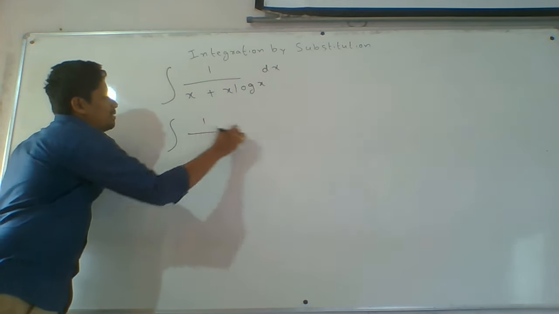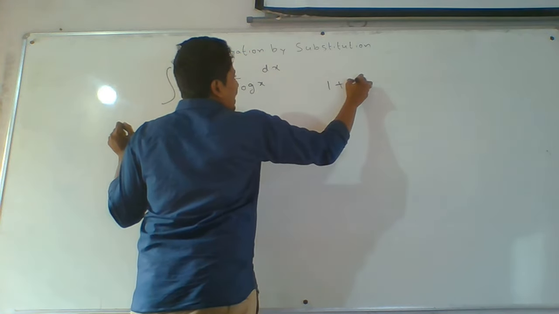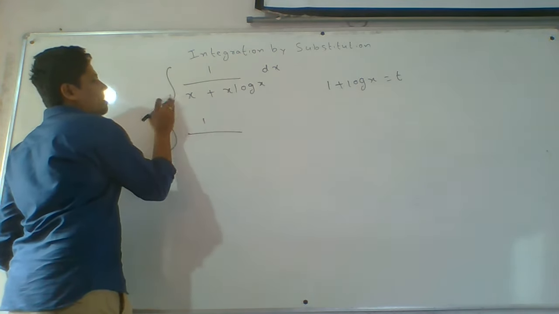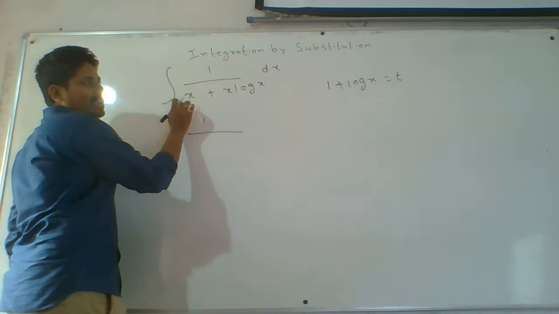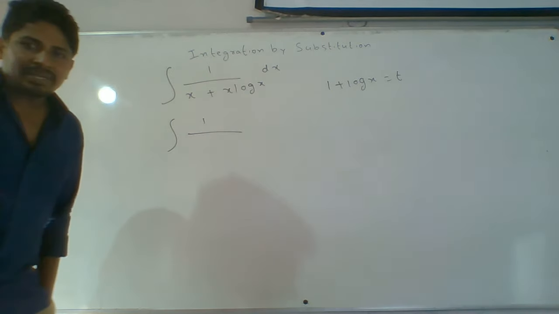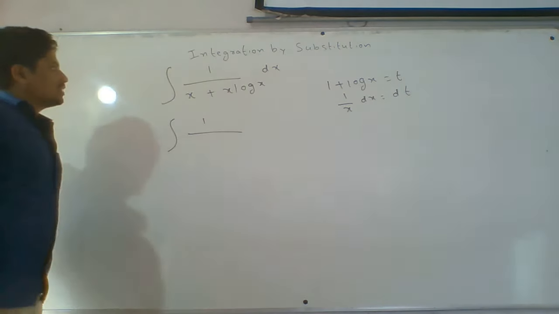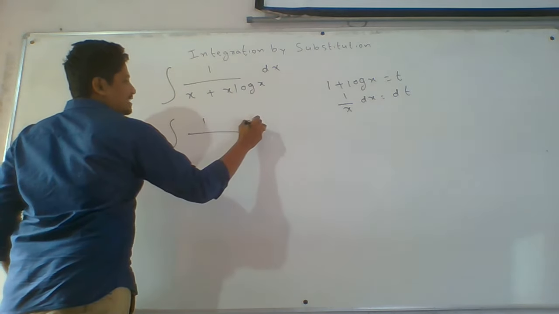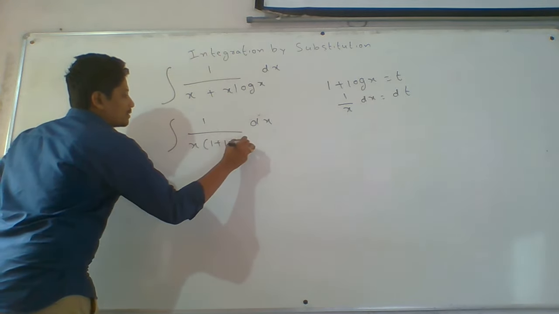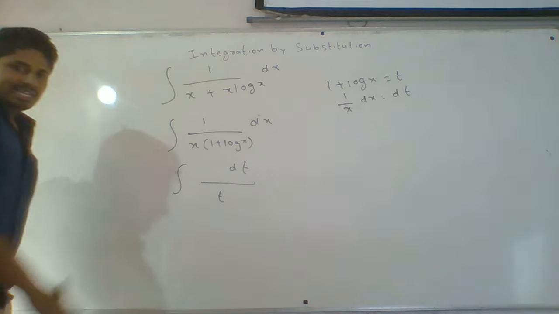I consider 1 plus log x as t. From where did I get this? Take x common here, and we get x into 1 plus log x. Apply derivative on both sides with respect to the variable, and I will get 1 by x dx equals dt. So dx by x is dt, and 1 plus log x is t. See here, it is easy for us to integrate.